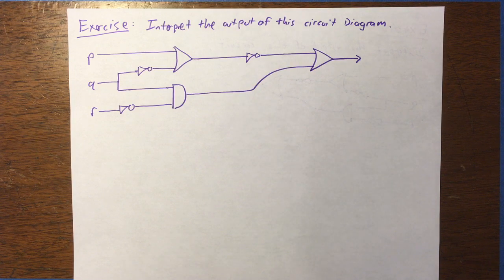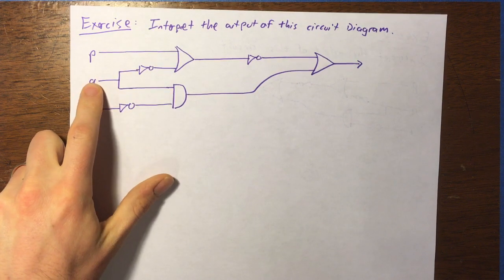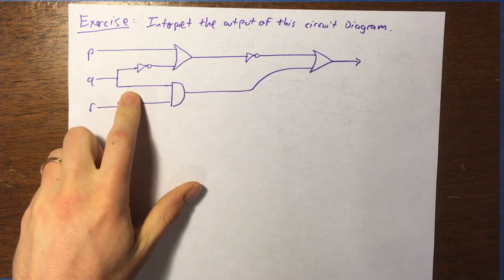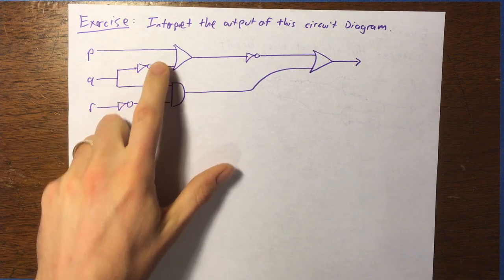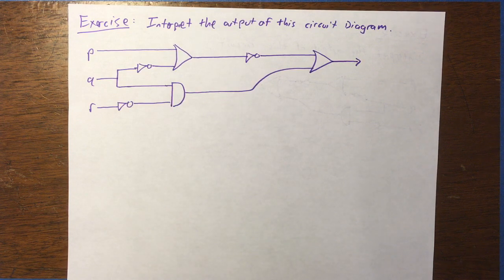And then we have the Q signal being split. Q gets split in two directions. We're going to use Q over here, and we're going to use Q over here. Now, what I want you to do is pause the video and see if you can figure out a symbolic expression for the compound proposition computed by this circuit. Pause the video, see if you can figure it out.